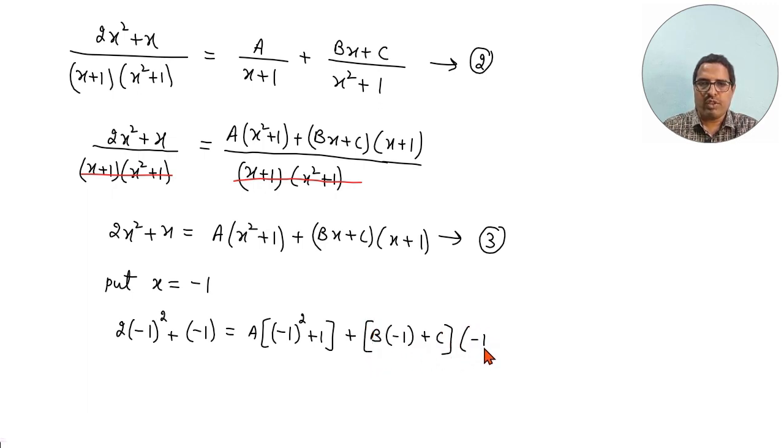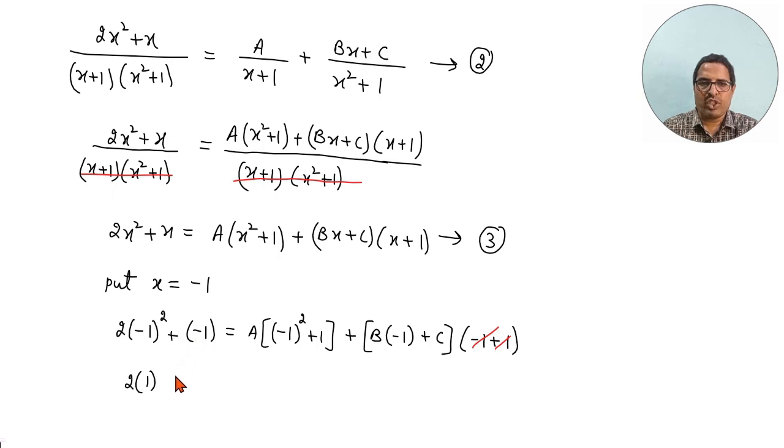Then you have the x value as minus 1, so minus 1 plus 1. We see that minus 1 and plus 1 will cancel out, therefore this term is 0. So 0 multiplied by anything will be 0. This whole term will become 0. And here we have 2 times minus 1 whole square, because it is an even power. Minus 1 whole square will give us only 1.